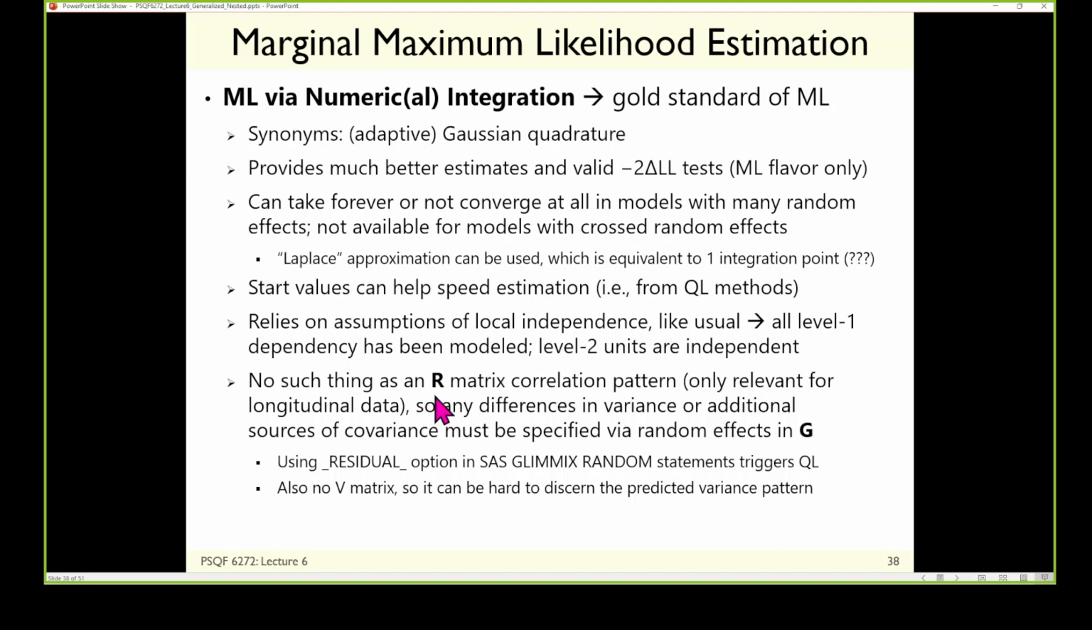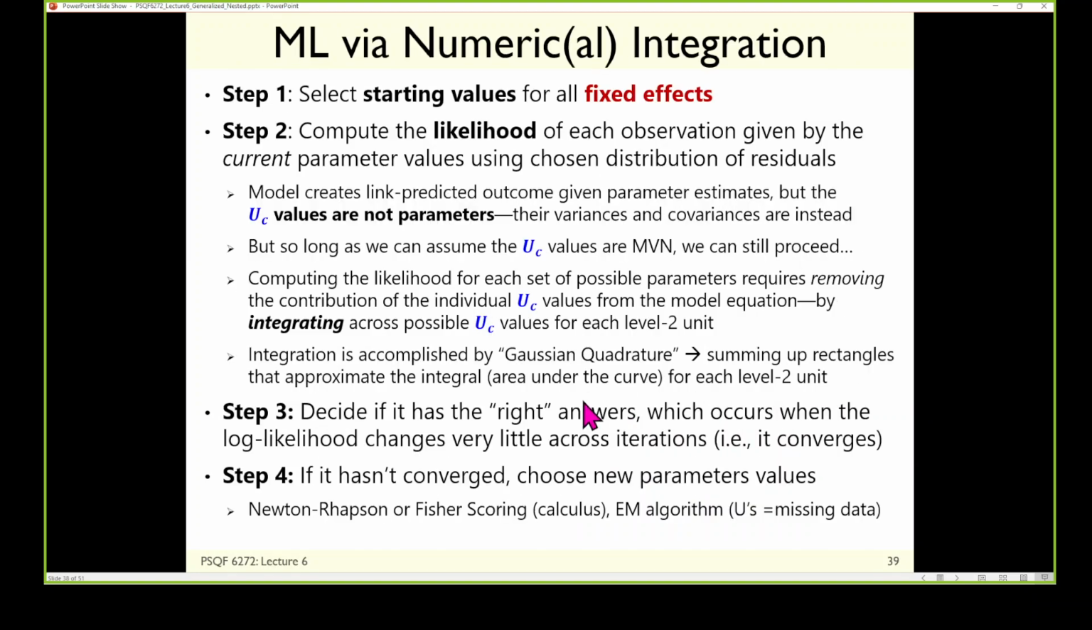And for those of you who are familiar with the longitudinal options in terms of R correlation patterns among the residuals, those aren't a thing anymore. The only way that you can introduce dependency is through random effects in these models. It's just not possible otherwise.